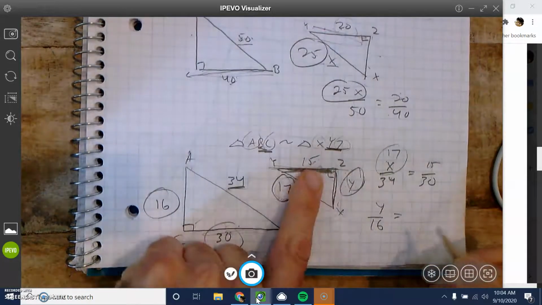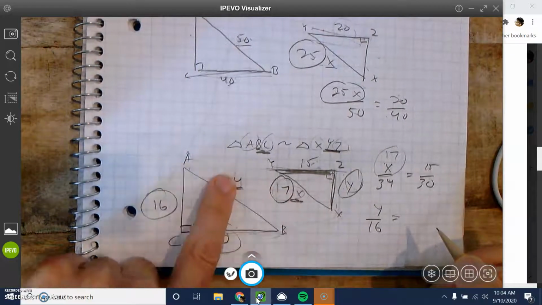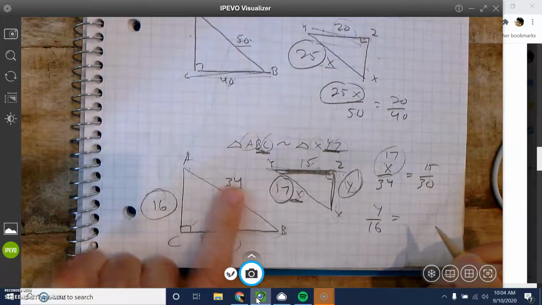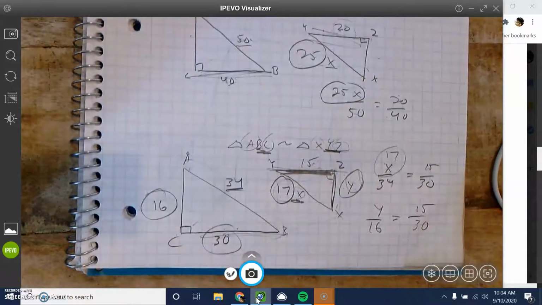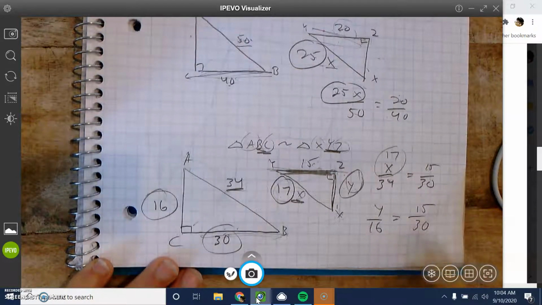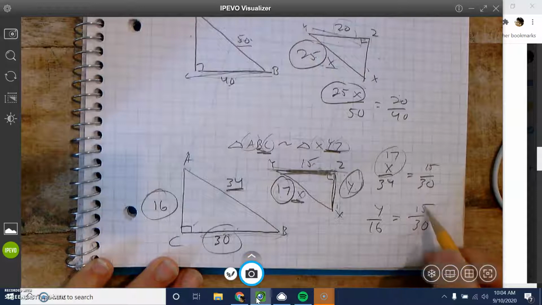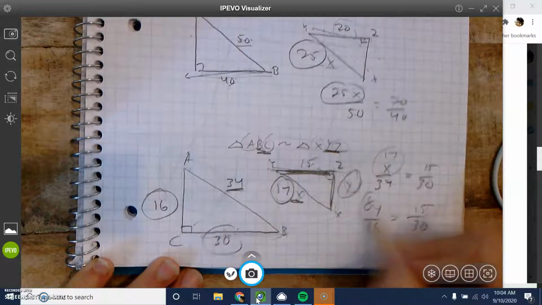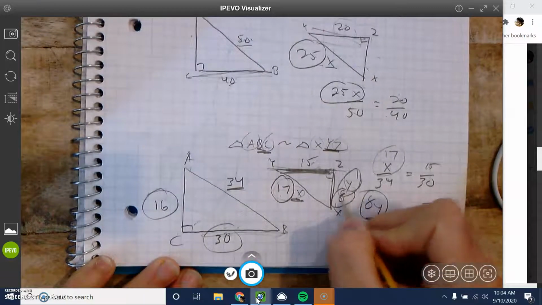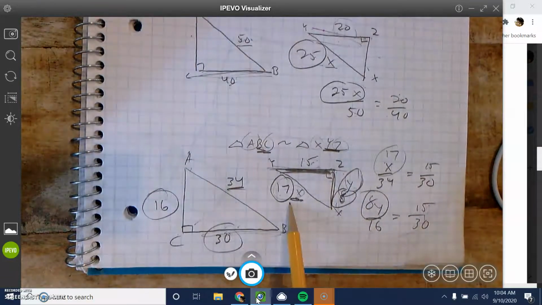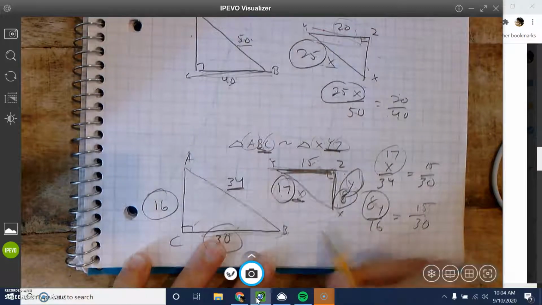Now I could do this if I want, because these are corresponding. I could go 17 or 34, or I could go 15 to 30, doesn't matter. I'm just going to keep it consistent and do 15 to 30 about what's given, just in case I got this one wrong. I know that this is right. And so cross multiply and divide, solve, or just know that this is a half, and so a half of this is 8. And so this y is 8. And so x is 17, y is 8 in this problem.